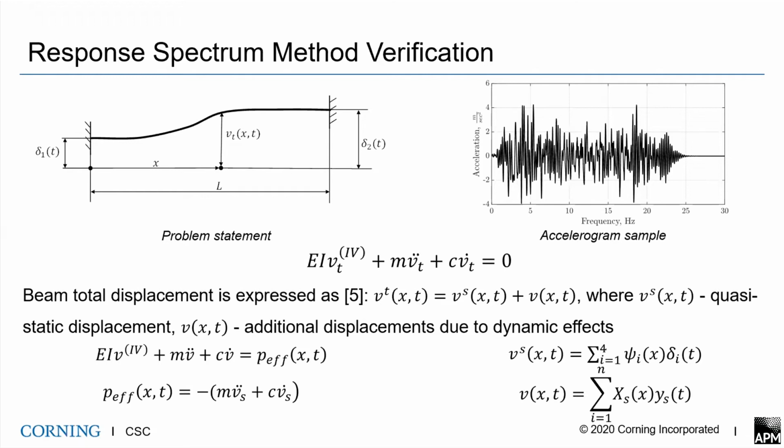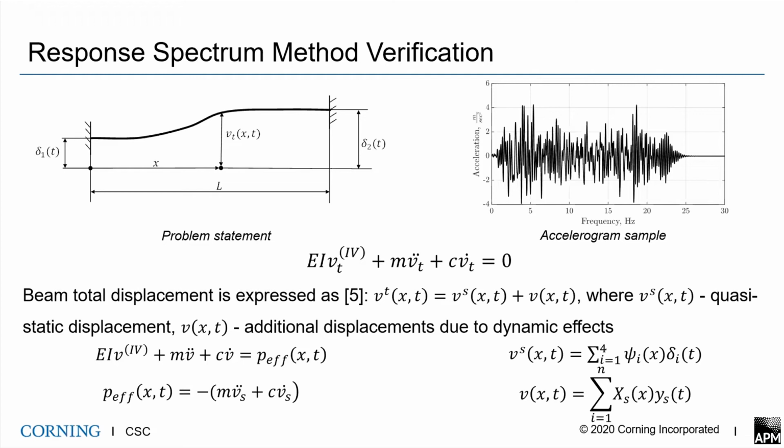To solve the beam equation, it is convenient to express the beam total displacement as the sum of the quasi-static displacement V^s, which corresponds to static application of the support motion, plus additional displacement due to dynamic effects.